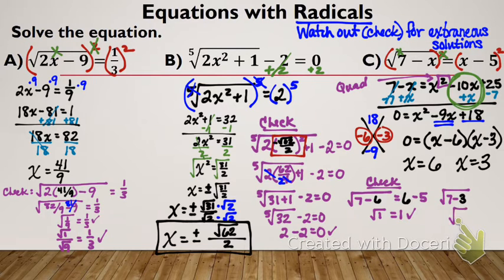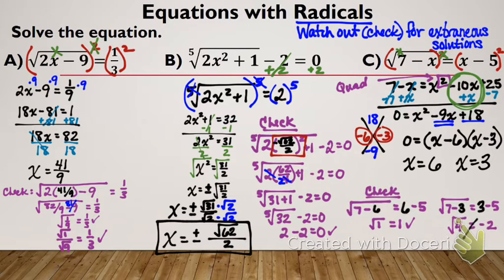4. So I have the square root of 4. Over here, I have x minus 5, so 3 minus 5. I get negative 2. Is that true? No. So what does that mean? This is why we go back to that original equation.